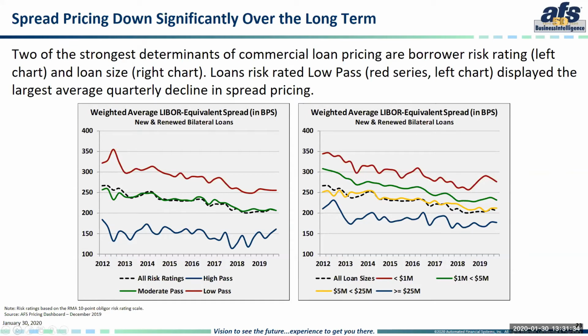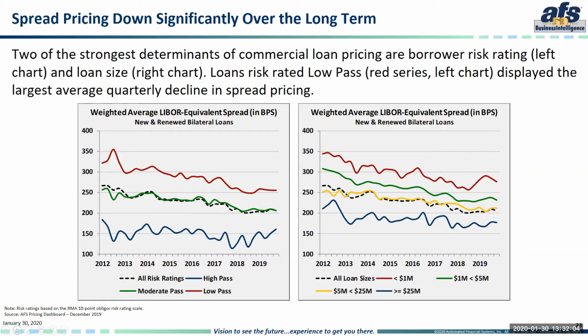We know that over this time period, many banks have adjusted their loan mix to focus on better rated credits. However, the overall spread compression is reflected across all risk segments, not just the best rated loans. In fact, the low pass segment displayed the largest average quarter by quarter compression seen over this time frame. A similar picture is presented by loan size on the right.